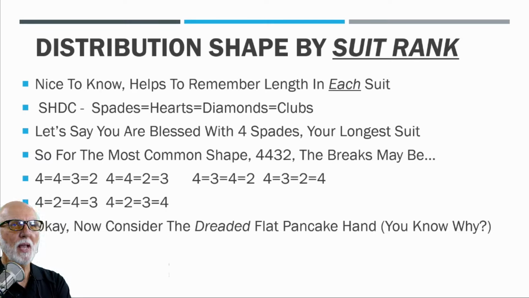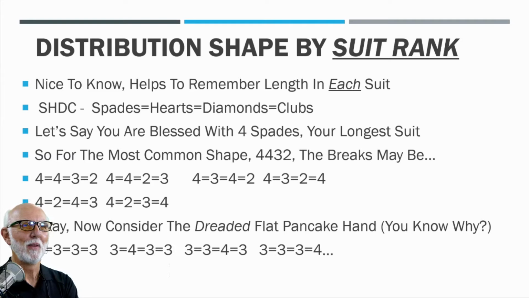So, okay, now let's go ahead and consider that dreaded flat pancake hand. Any of you out there, do you know why a 4-3-3-3 shape, I don't care where your 4-card suit is, and there's only 4 combinations, right? Because they have to be 3-3-3 in the other 3 suits. Why is a 4-3-3-3 a problem? Anybody out there got an idea? What is it, like a 15-second delay time?